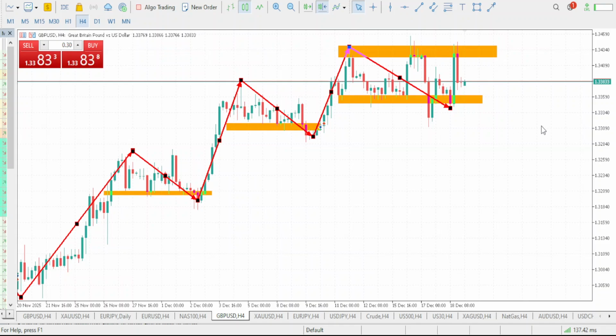So we trade with what market is doing and not what we think market will do.